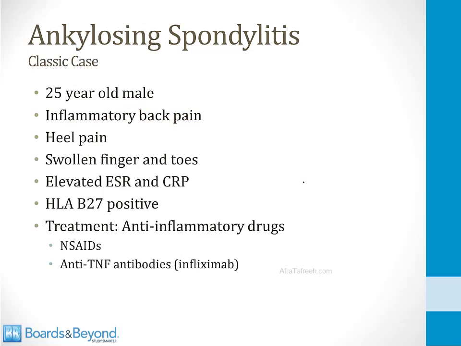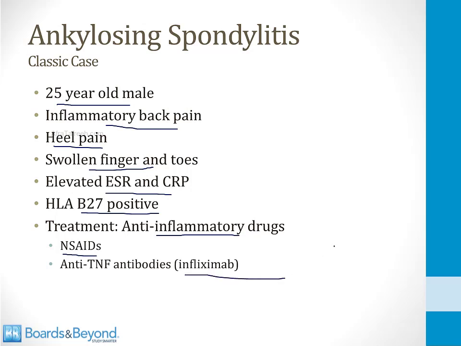And so if you put all the things I've just told you together, you get the classic case that I've shown on this slide. In reality, ankylosing spondylitis is very, very rare, but in a board question it's probably going to look like what I've shown in this slide here. So it'll be a 25-year-old male with inflammatory back pain and heel pain from enthesitis, swollen fingers and toes from dactylitis. The ESR and CRP will be elevated, the patient will be HLA-B27 positive, and the treatment is with anti-inflammatory drugs. Usually NSAIDs are used, and in some cases, anti-tumor necrosis factor antibodies like infliximab can be used as well.